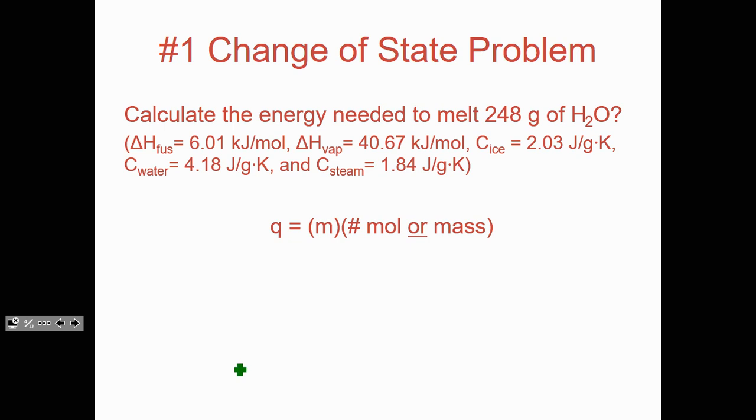Now remember, the equation is, this should be delta H. I've got to fix that in here. It's the delta H of the reaction times either the moles or the mass. And in this particular case, if you look at our delta H's, they're kilojoules per mole. So we need to multiply the delta H of reaction times the number of moles.